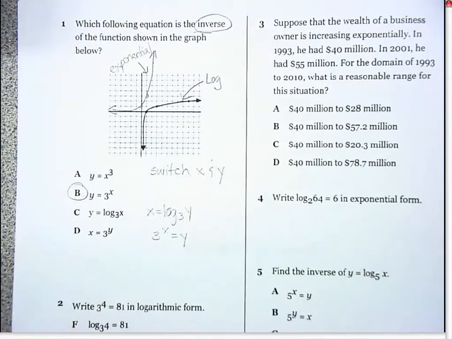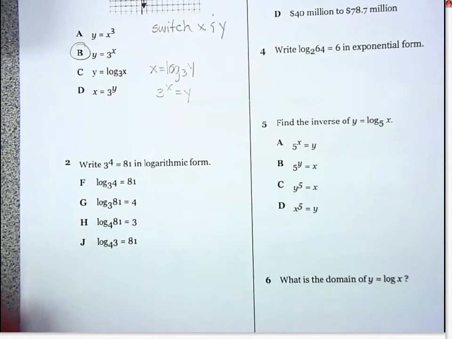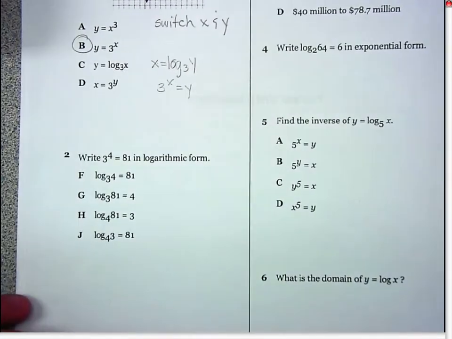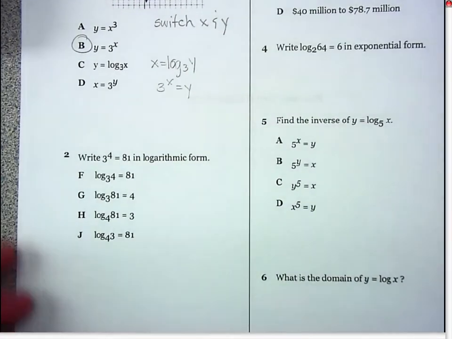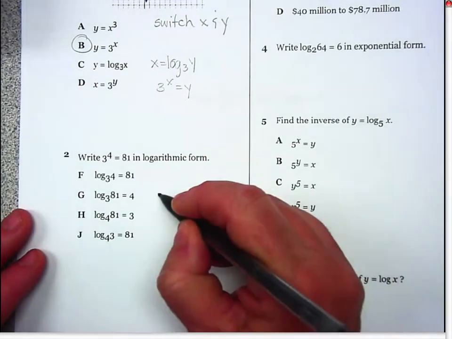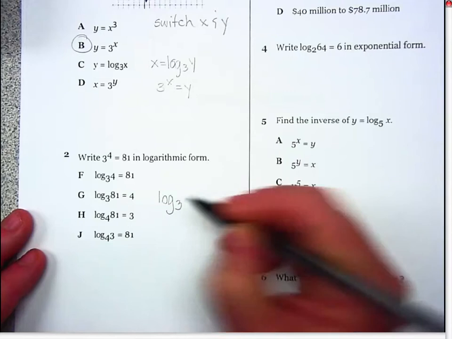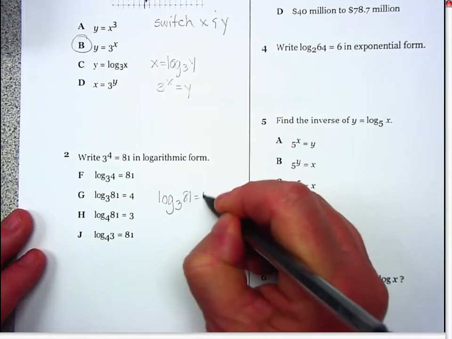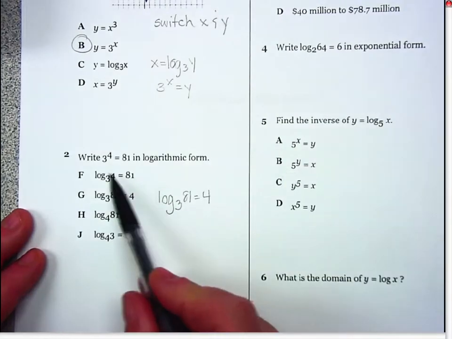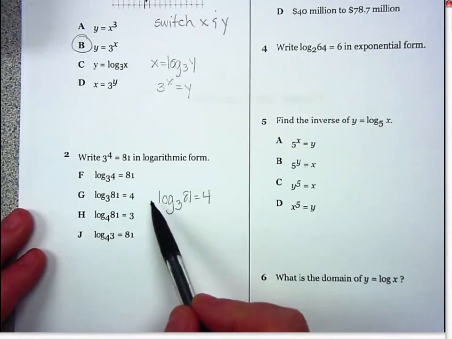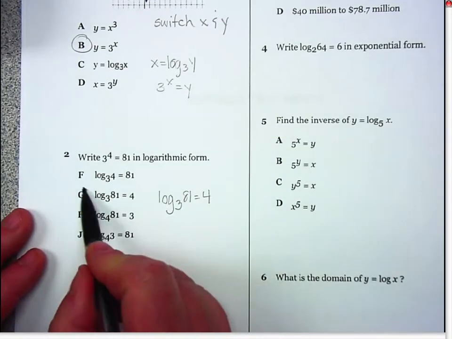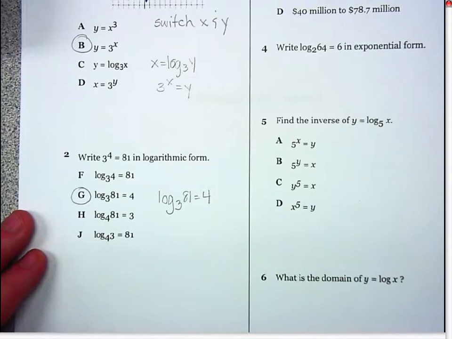Okay, number 2. Write that in logarithmic form. So how do you write it in logarithmic form? It'd be log base 3 of 81 equals 4. Good. Okay, so your base is your base of your log, and so that would be G. Okay, any questions on that one?